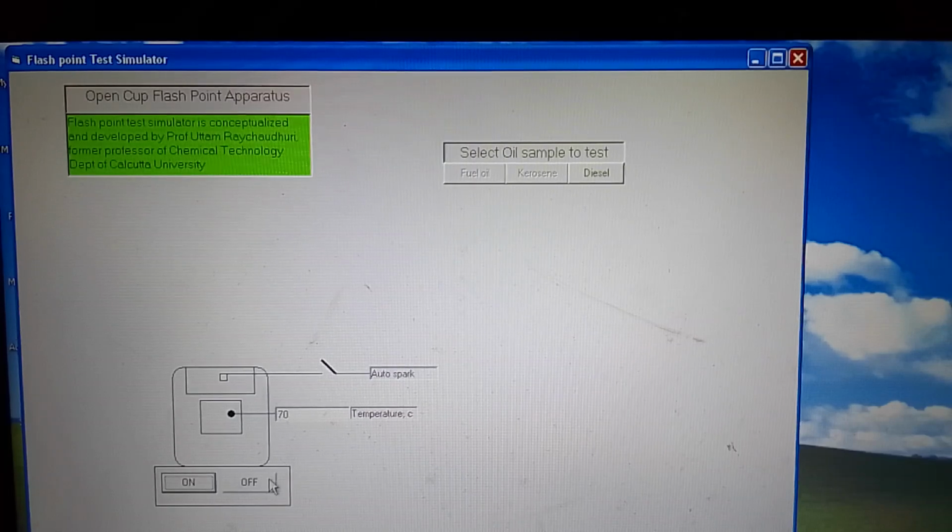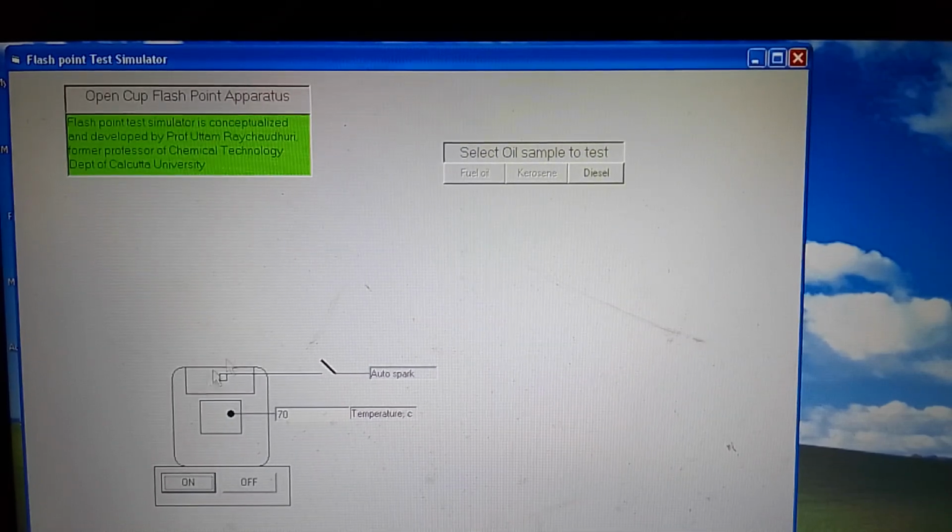So this way you can carry out the experiment in the real laboratory. It's a virtual system, just a demonstration of how this experiment is carried out. And there is a standard system according to ASTM: the heating rate, the position of the thermometer, the amount of the sample in the cup, and the sparking system, everything is standardized. And this is open to atmosphere, it is an open cup system. There is a closed cup system also, I am not going to explain that.